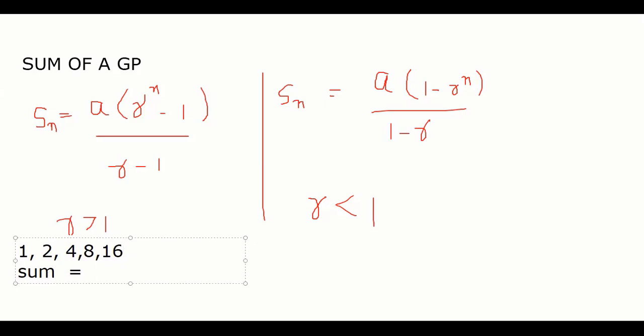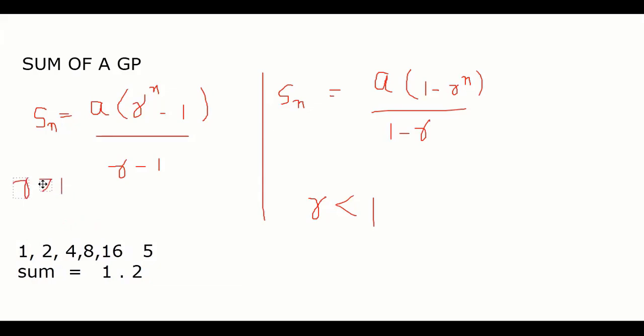Solve everybody. Sum would be A is 1 into, here R is 2. So we'll take the first formula. R is 2, n is 5. 2 to the power 5, minus 1.